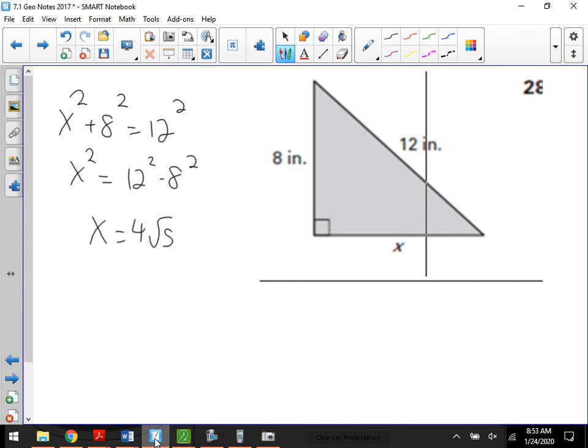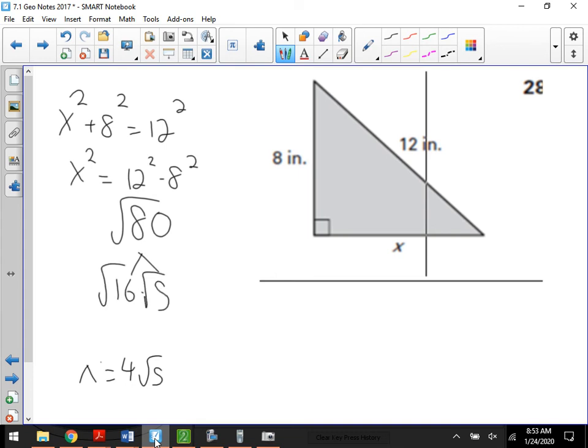Well, if you had to do it without a calculator, you'd have to take the square root of 80. And then you'd have to figure out, well, what are the perfect squares that are hiding in it? And you know that that's going to be 16 times 5. And that's where you get the 4 root 5.